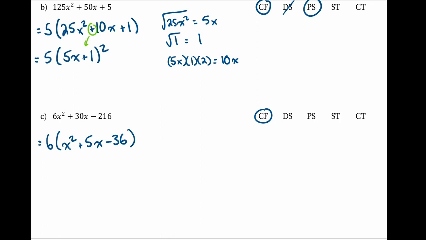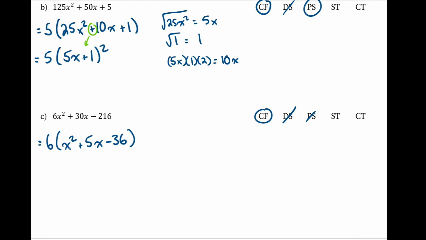Next, I'm going to look, is it a difference of squares? No, it is not. Is it a perfect square trinomial? It does look like it because 36 is a perfect square, but because of that negative, that doesn't fit our pattern. Every perfect square trinomial, the last number has to be a positive. So in this case, it is not.